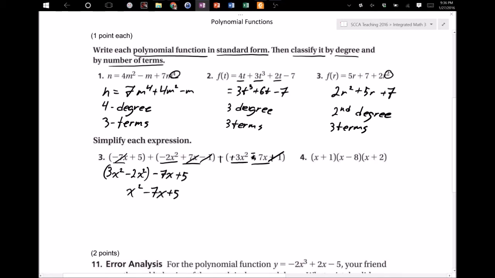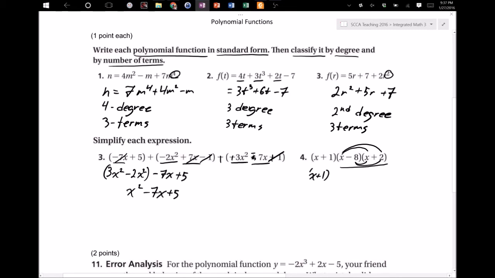Now, number 4, we have 2 choices. We can either multiply those 2 together, or multiply these 2 together. It's our choice. We just have to pick. And so my choice is going to be to do the multiplication with these last 2 terms. So let's do that. I'm going to draw my diagram for FOIL.